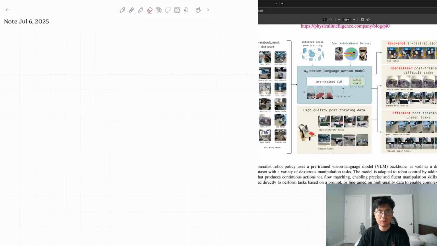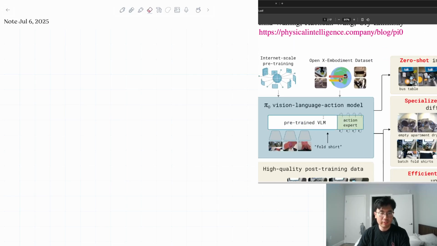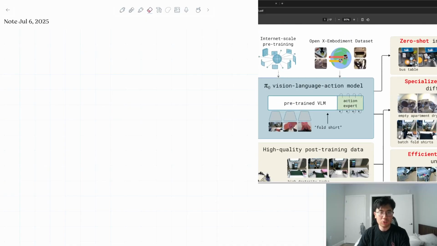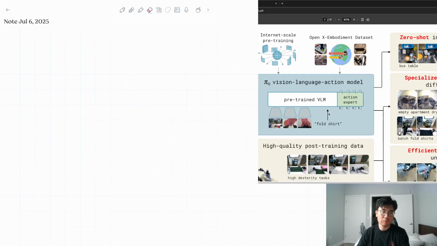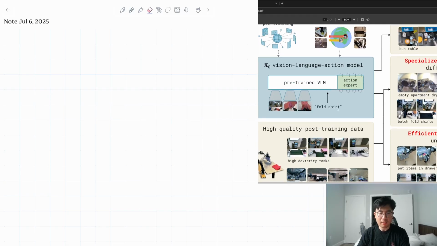Then they take a pre-trained VLM and slap on an action expert, and really that's all Pi0 is. The interesting part is how this action expert is implemented, and they use flow matching to do this. And then they do post-training.